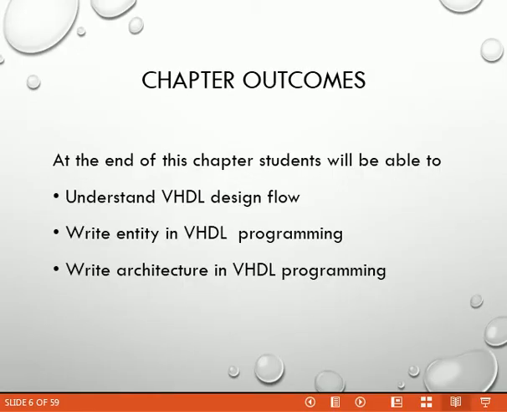Now, what you are going to learn after this chapter. Okay. So at the end of this chapter, you will be able to understand what the VHDL design flow is, how to write an entity in VHDL programming, how to write an architecture in VHDL programming, and all that you will learn. And also you will learn what the different types of data types are, what the different types of constants and signals are, and what generics are in VHDL programming. So all those basics you will know when you learn this chapter, and after that you will be able.